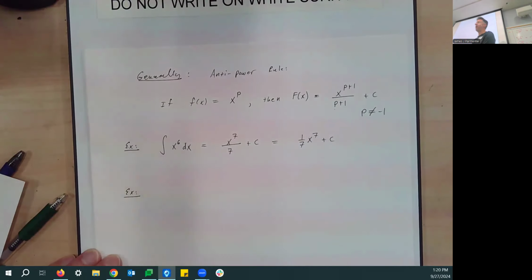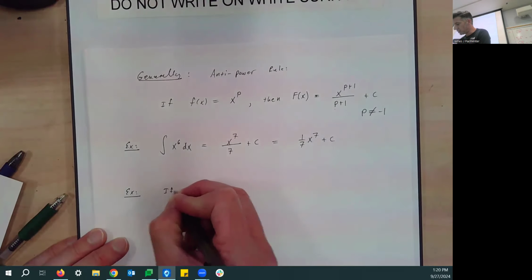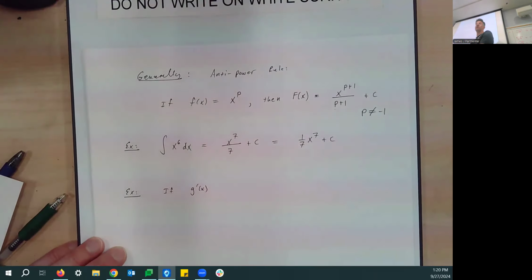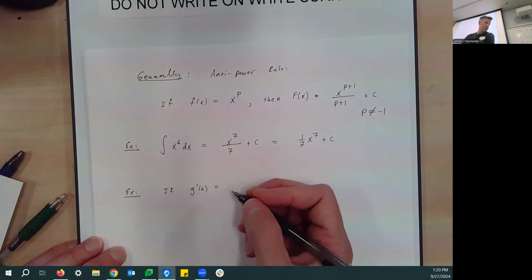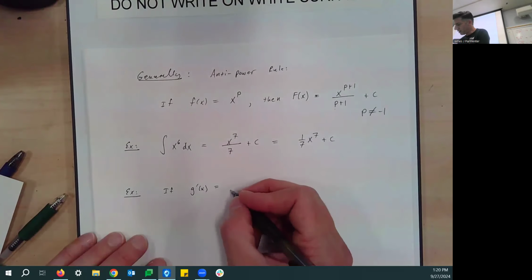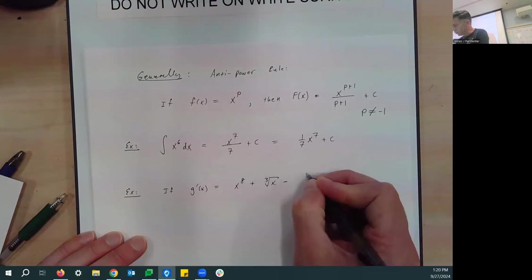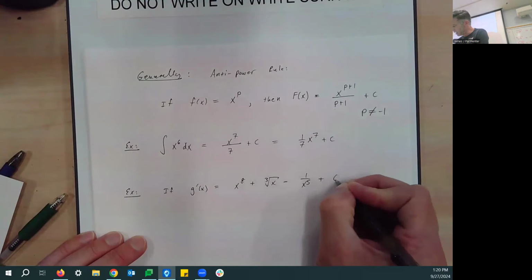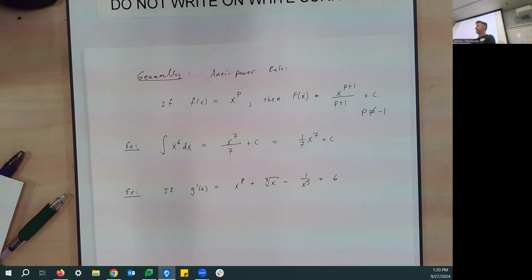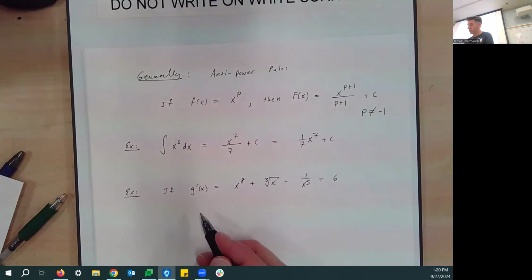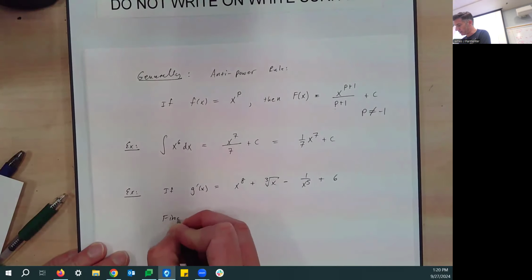So we can apply some general ideas here. I'm going to go back and forth between this integral notation and not, just because I think it's good to talk about all the notation. If g prime of x, the derivative of g, is equal to, sure, what do I got here? x to the 8th plus the cube root of x minus 1 over x to the 5th plus 6. I want to find the antiderivative, which I'm going to call g of x, because the antiderivative of the derivative is just the function. So we're going to find g of x.